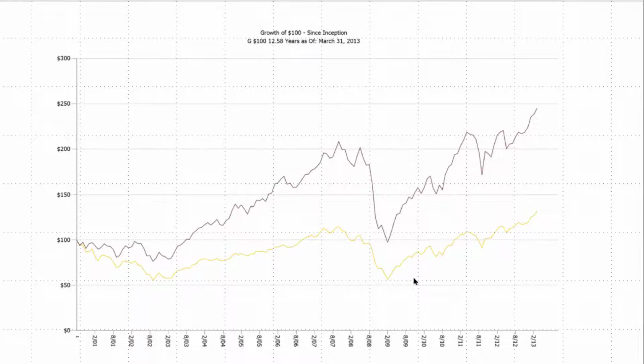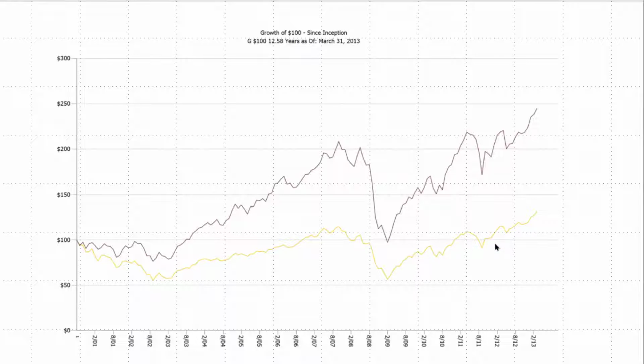And the manager presented this and said, well, look what a great job I'm doing. And I'm looking at this and I'm thinking, this guy's just rocking a bunch of beta. There are exactly the same sort of movements as the market, but it just seems riskier than the market. So let's see what's going on.